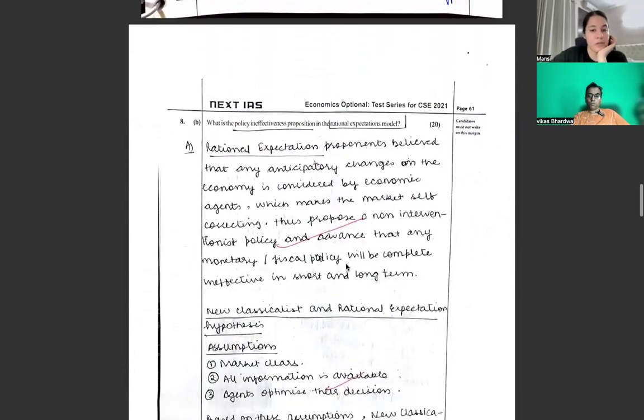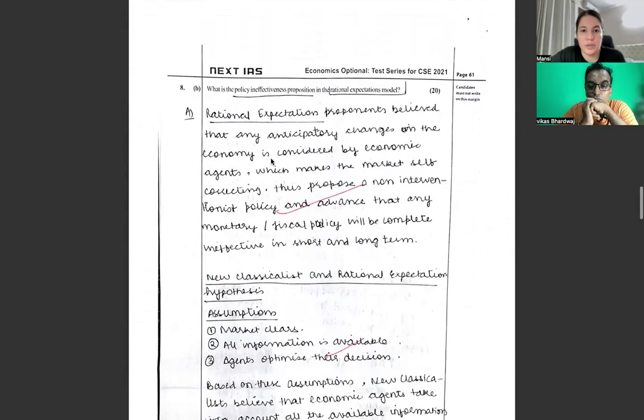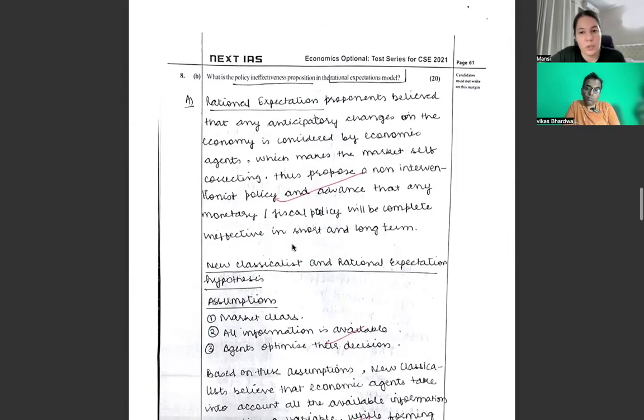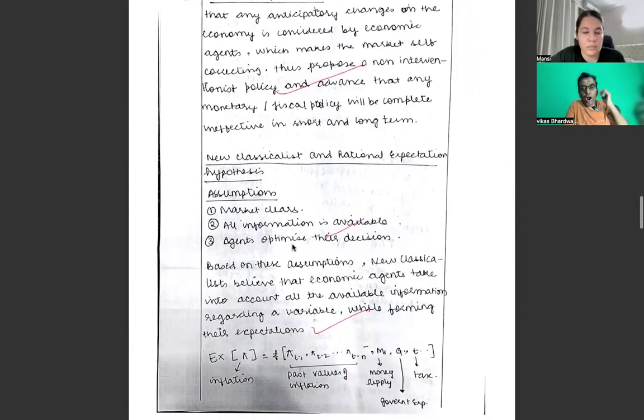So when we compare, first we have the rational expectation model. The rational expectation proponents believe that any anticipatory changes in the economy are considered by the economic agents, which makes the market self-correcting. Thus, they propose a non-interventionist policy and advance that any monetary or fiscal policy will be completely ineffective in the short run and the long run.